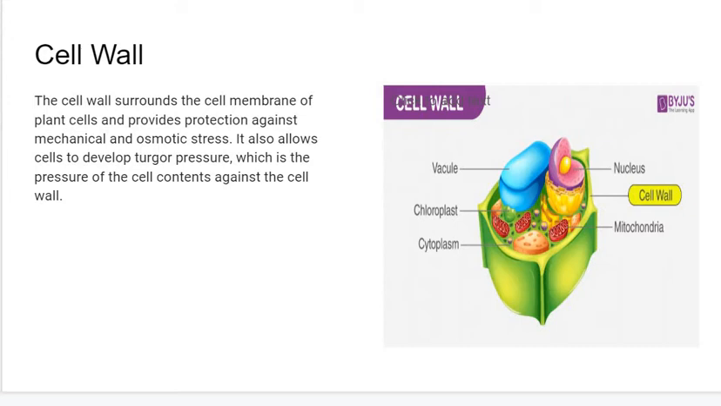So on the right, you can see a picture of a cell wall. So the cell wall surrounds the cell membrane of plant cells and provides protection against mechanical and osmotic stress. It also allows cells to develop turgor pressure, which is the pressure of the cell contents against the cell wall.